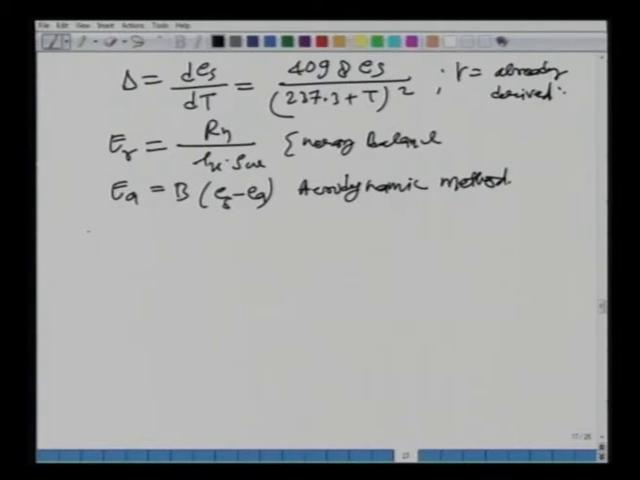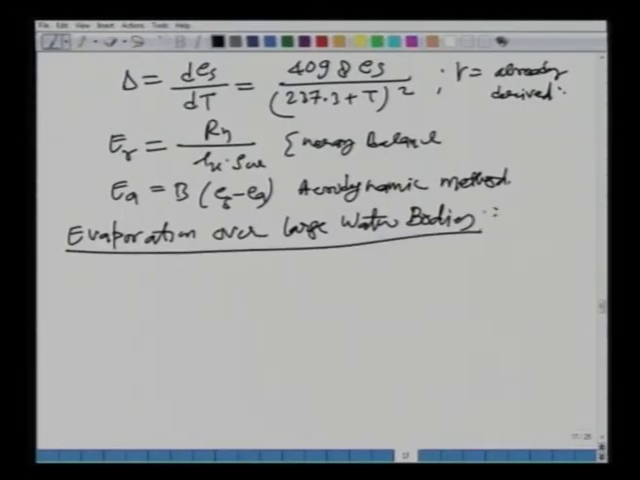All right. So, the next thing in this chapter is we would look at what is called the evaporation over large water bodies. And this is what is actually called the Priestley and Taylor method. And this was proposed by these two gentlemen in 1972.